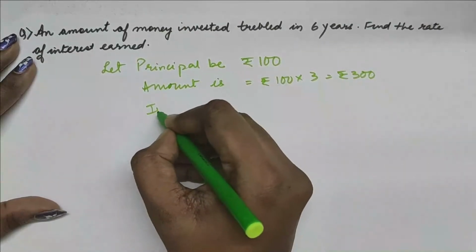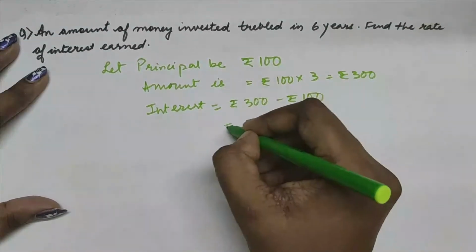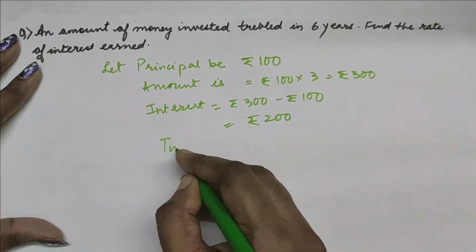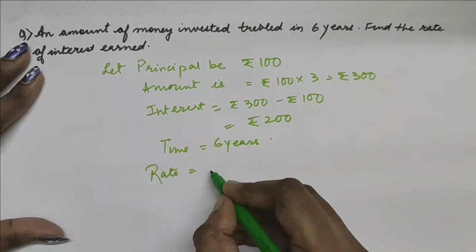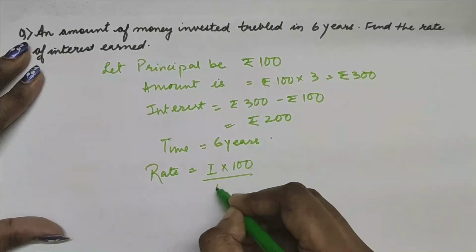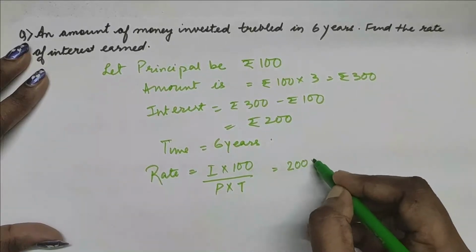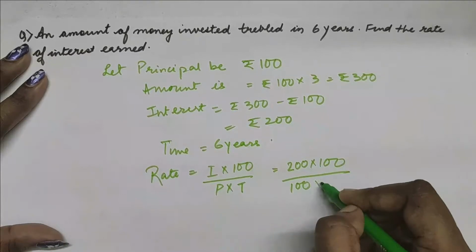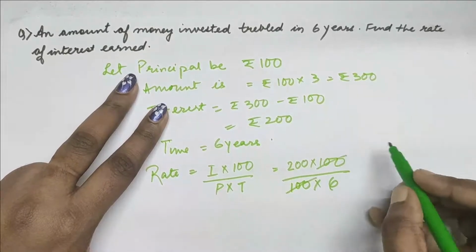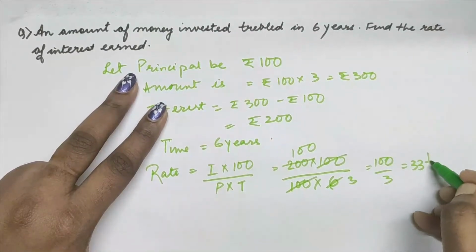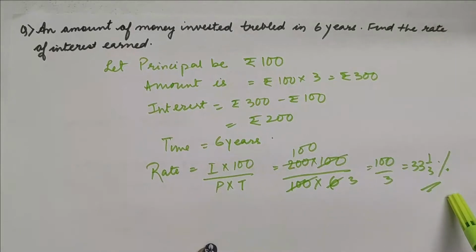So here what will be the interest? Interest is amount minus principal, that is rupees 300 minus 100, that is rupees 200. Now one thing is given to us, that is time, which is 6 years. We have to calculate the rate of interest. So what is the formula, children? Interest into 100 by P into T. So here the interest we are assuming it to be 200 and the principal to be 100 and the time is 6. 200 into 100 by 100 into 6. So let us reduce. So 100 by 3, that is 33 1 by 3%. So here we calculate the rate as 33 1 by 3%.